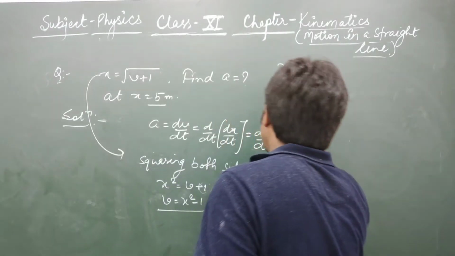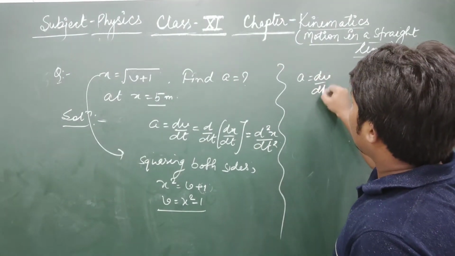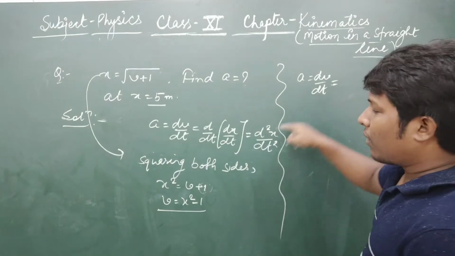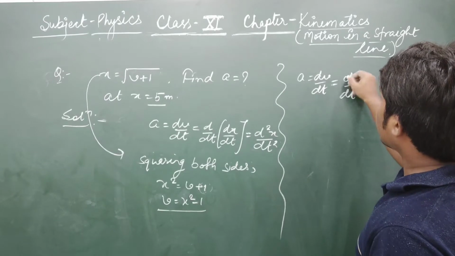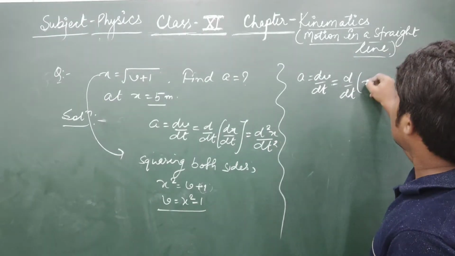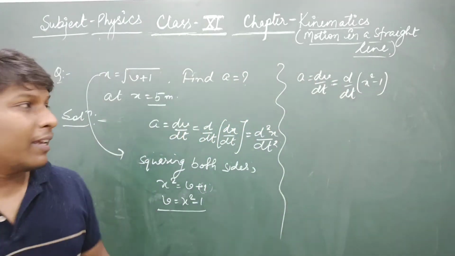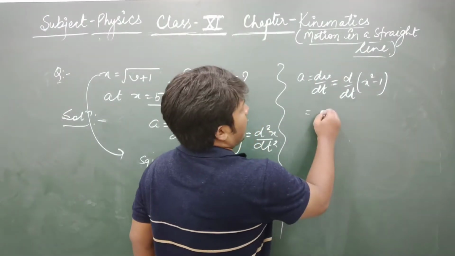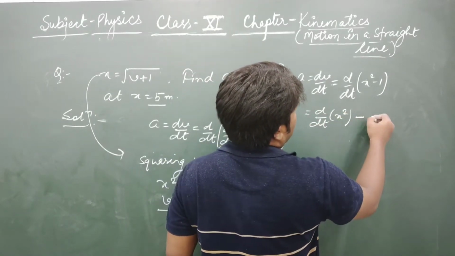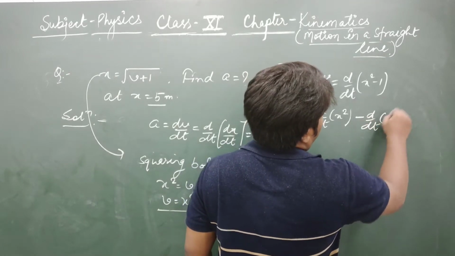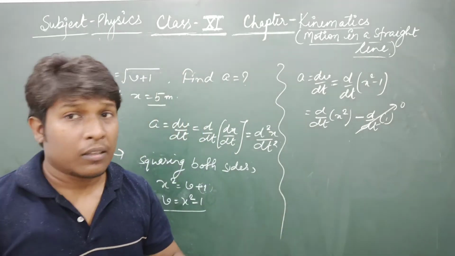Now the problem is quite simple. So a is equal to what? dv over dt. Now put the expression of velocity here. So you get d by dt of x square minus 1. This is d by dt of x square minus d by dt of 1, and the derivative of the constant is 0.